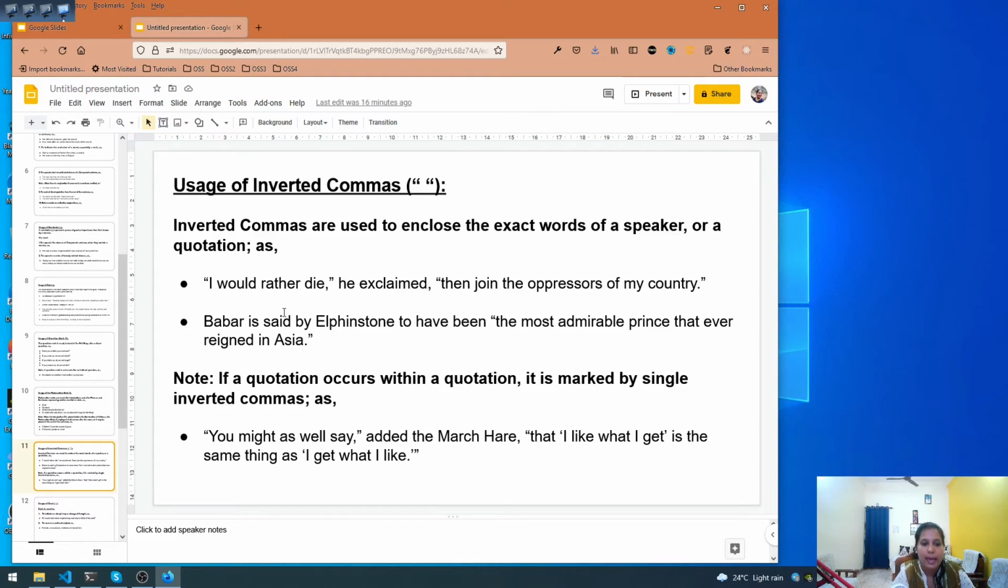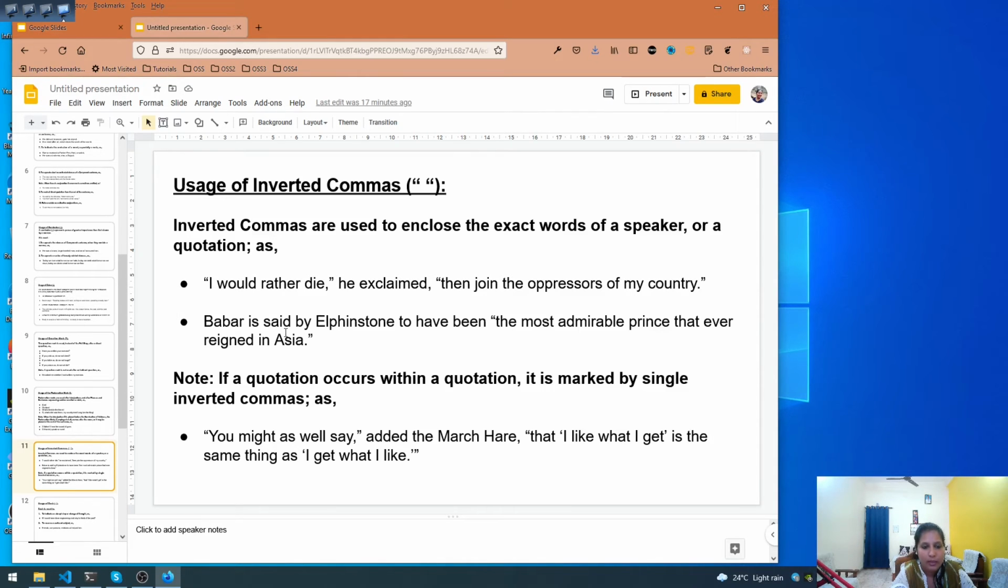For example, "I would rather die," he exclaimed, "than join the oppressors of my country." Here somebody said, "I would rather die." These are the exact words the speaker said, and he exclaimed, and that is why these words are inside inverted commas. Then he also said, "than join the oppressors of my country." These are also words told by the speaker, and that is why they are inside inverted commas.